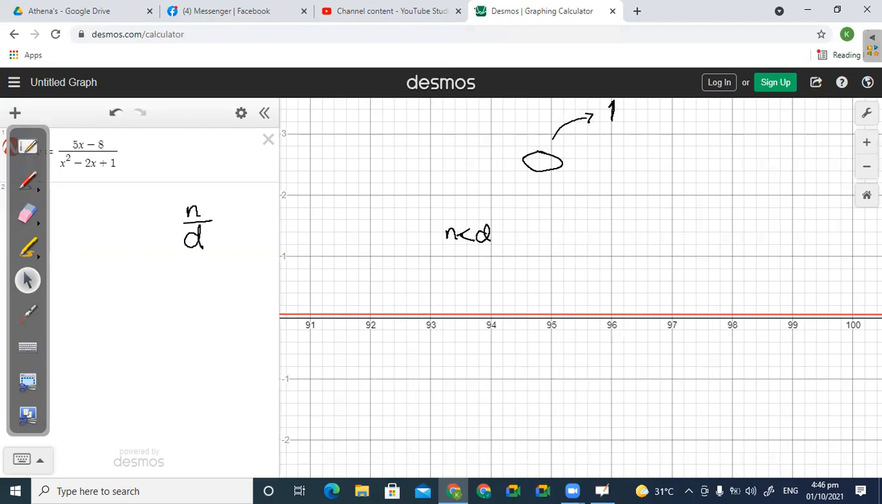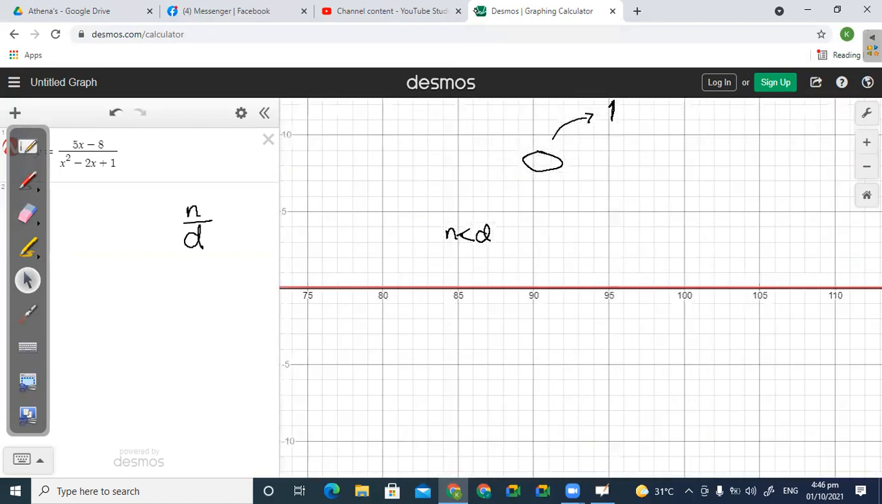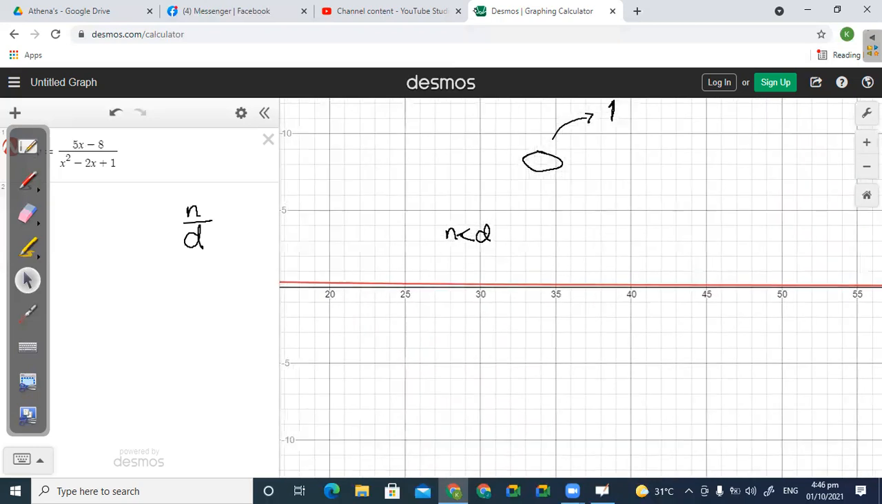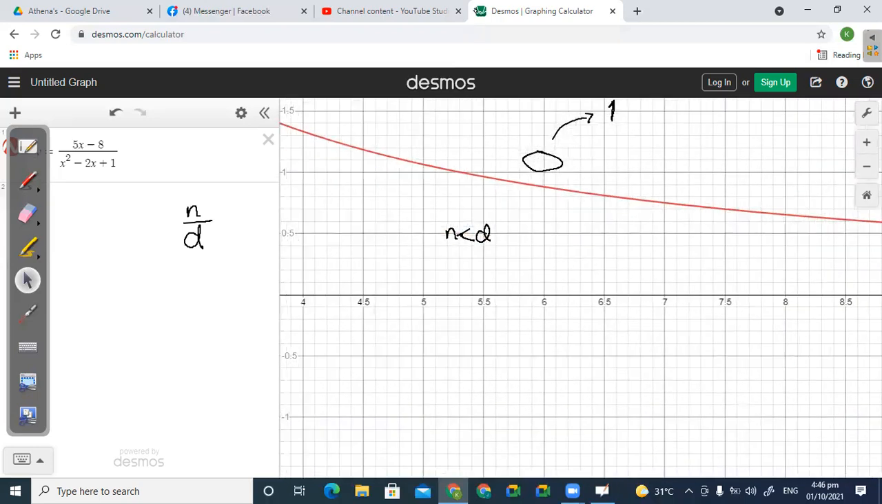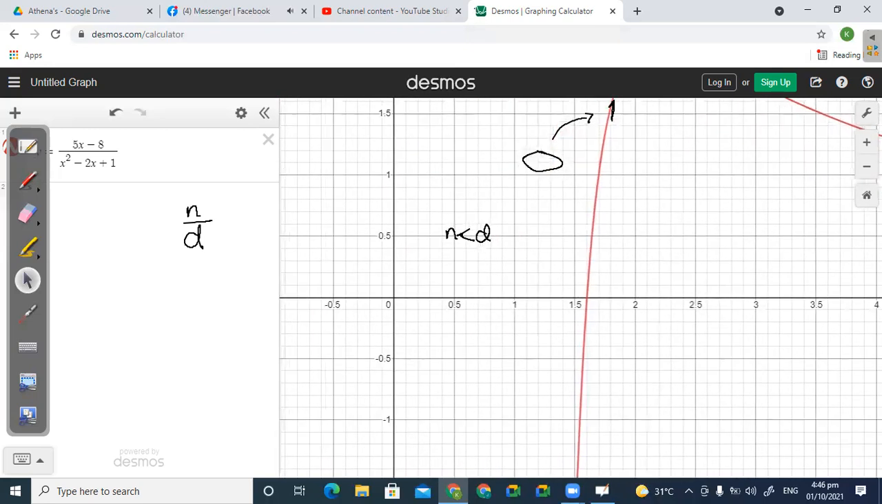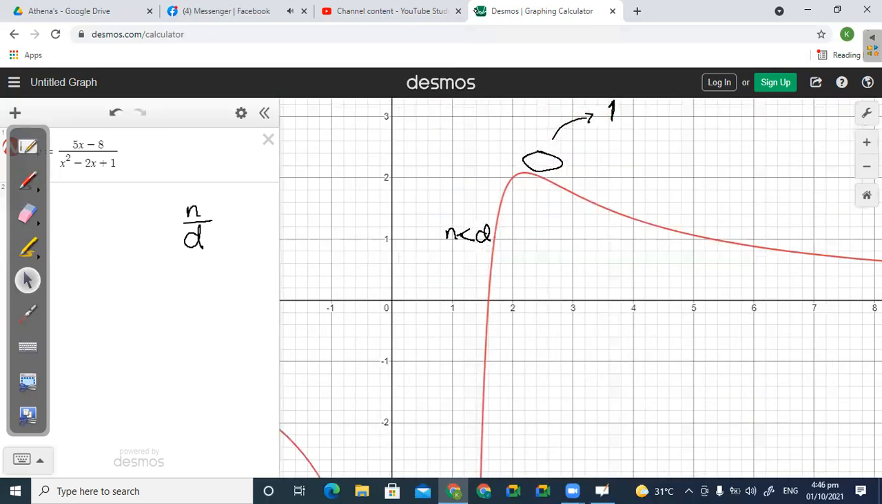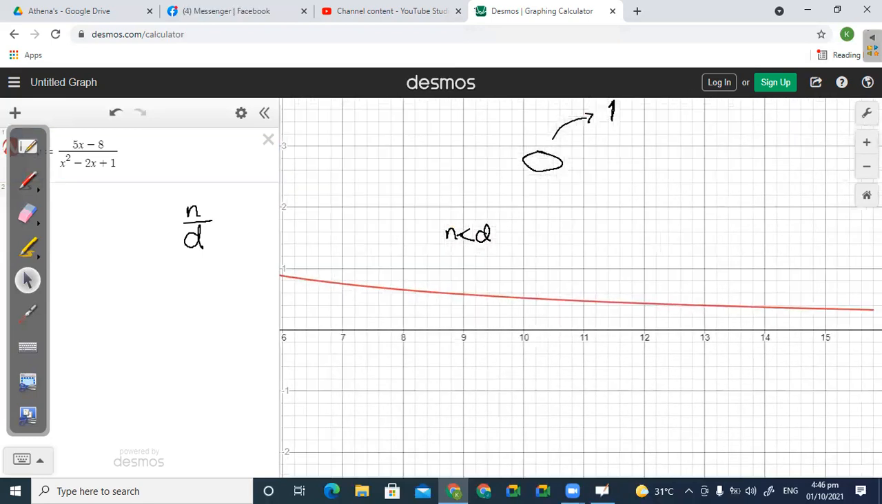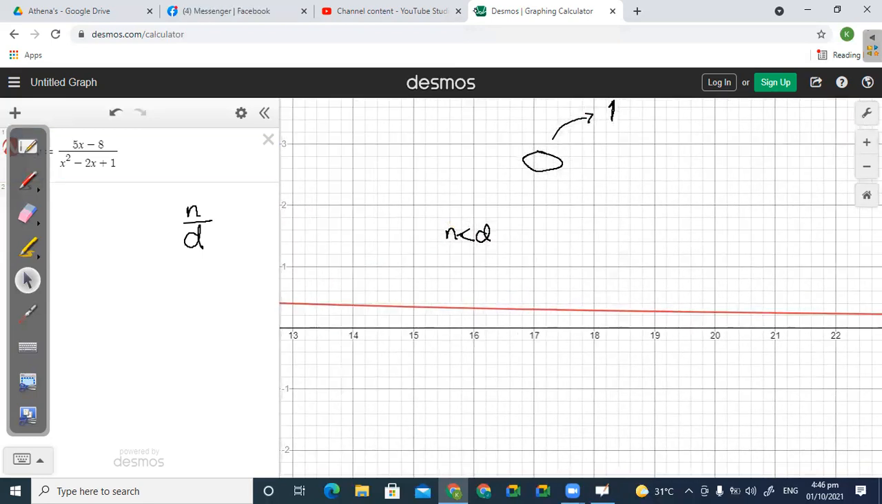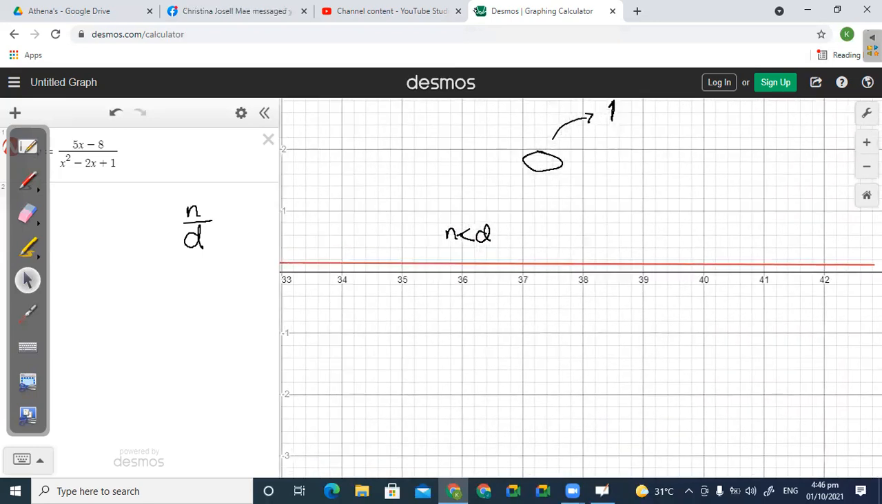Hindi siya magta-touch doon. Pag sinabi nating asymptote, isa yung line na kung saan yung graph mo, palapit lang ng palapit doon, pero hindi siya tatama. Ganun siya. Kapag in-extend mo pa yan, palapit lang to. Itong graph na to, palapit lang yan dito sa y equals 0 or sa x-axis natin. Pero hindi talaga siya tatama doon.